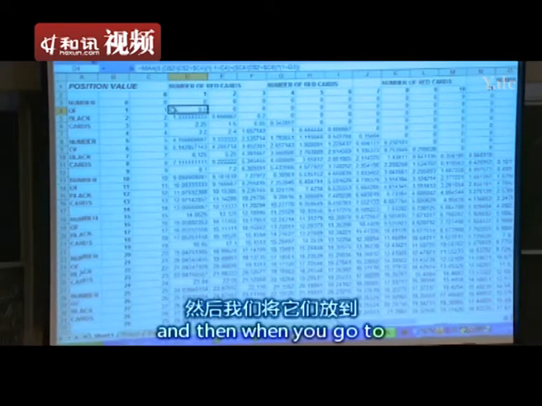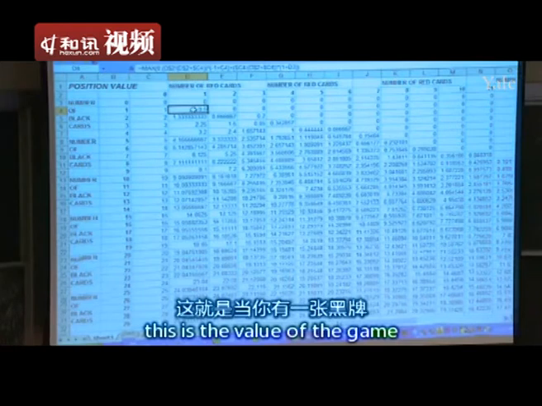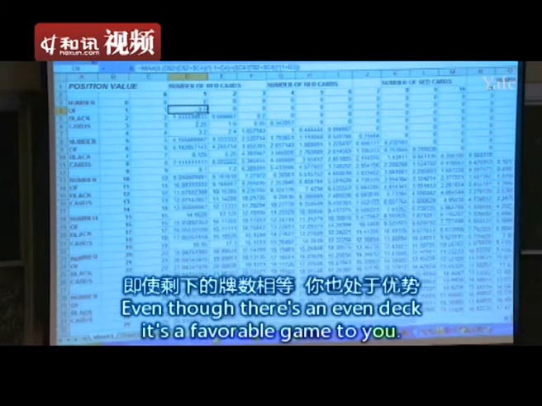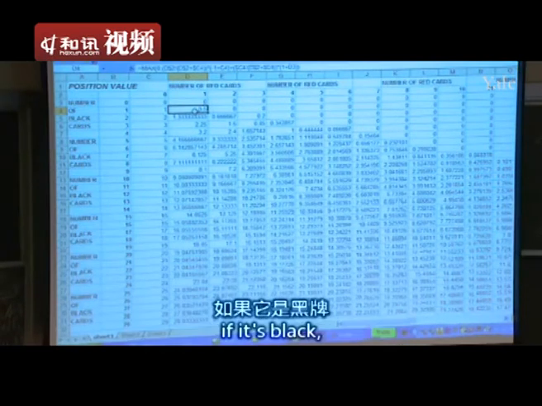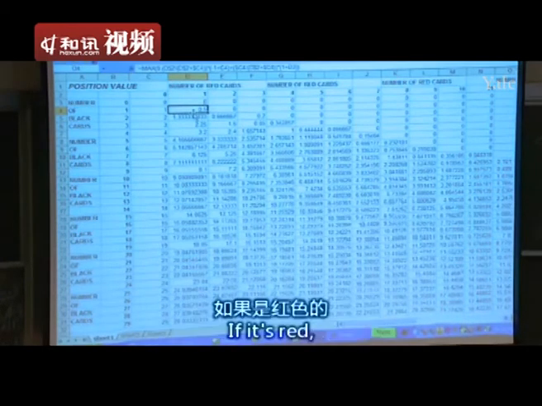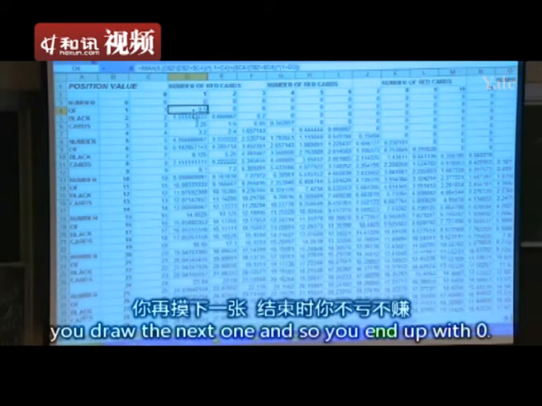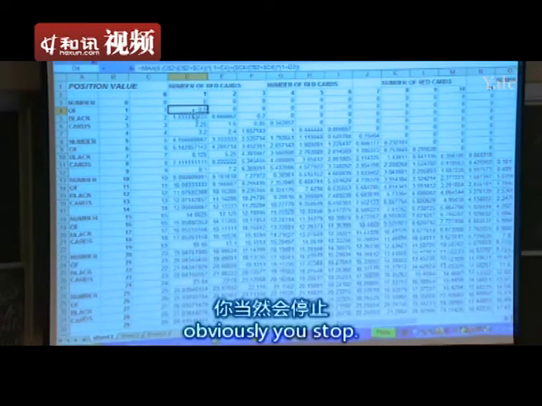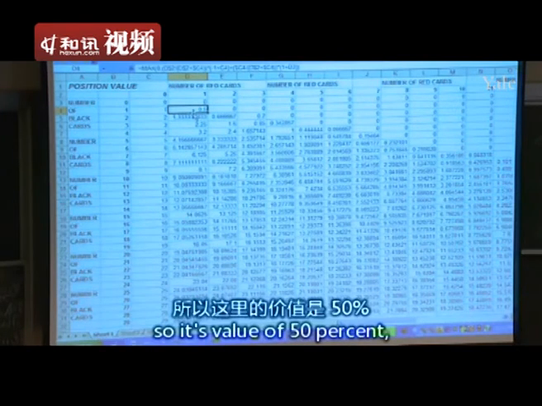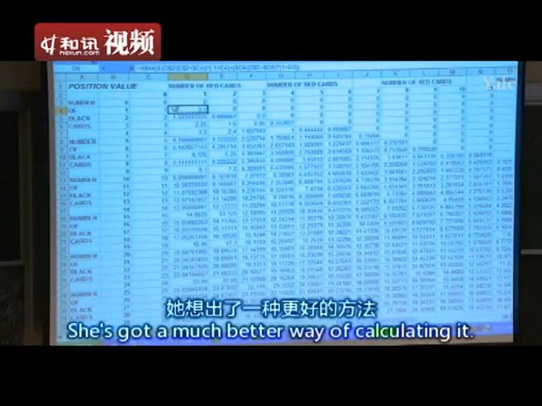And then when you go to the corresponding coordinate like this one, this is the value of the gain when you have one black card and one red card. Even though it's an even deck, it's a favorable gain to you. Why is that? Because you draw the first card. If it's black, which happens with probability 50%, you win $1, so you've got half a dollar. If it's red, which happens with 50% probability, you draw the next one, and so you end up with 0. And if you got a black the first time, obviously you stop. So you get a 50% chance of $1 and stopping, or a 50% chance of going to the end and getting nothing, so it's value 50 cents. But that's a bad way of calculating that number. She's got a much better way of calculating it.